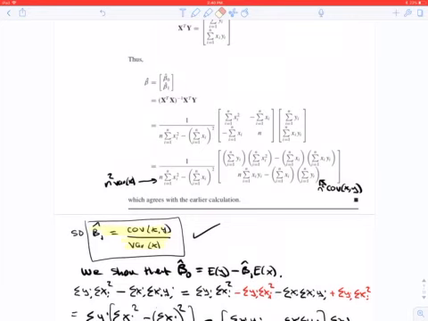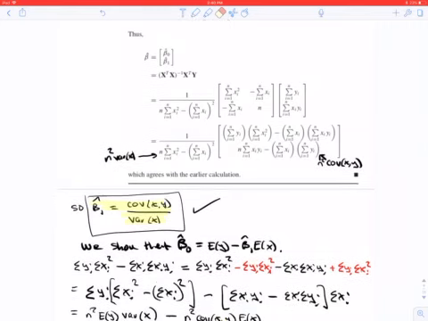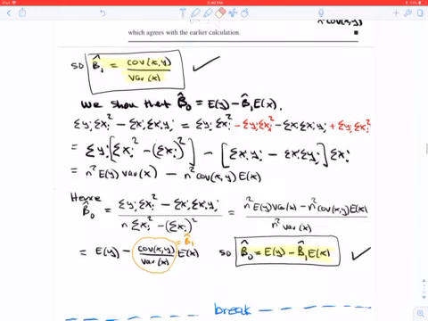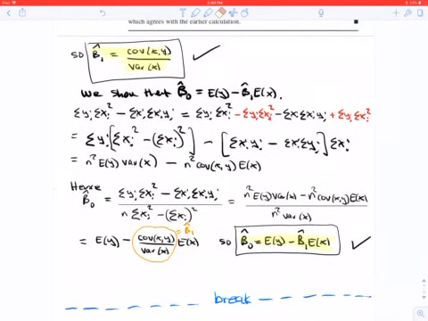This formula is a little bit hard to digest, so it's good to recognize what these pieces are, and it's easy to see that beta 1 hat is the covariance of x and y over the variance of x. And with a little bit of trickery here, it's easy to show that beta 0 hat is y bar minus beta 1 hat times x bar.